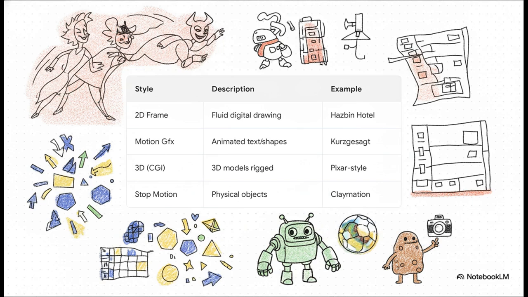You've got fluid 2D frame by frame, which is perfect for really expressive storytelling. Think Has-Been Hotel. Then you have motion graphics. These use animated text and shapes, making them an absolute powerhouse for educational content. We also have 3D animation for that huge Pixar-style visual impact, and stop motion, using actual physical objects. The trick is, your chosen style absolutely must match your content goals and your own capacity. Like the guide points out, 3D gives you huge visual impact, sure, but it demands serious hardware and time. Motion graphics, on the other hand, are incredibly efficient for breaking down complex ideas quickly.